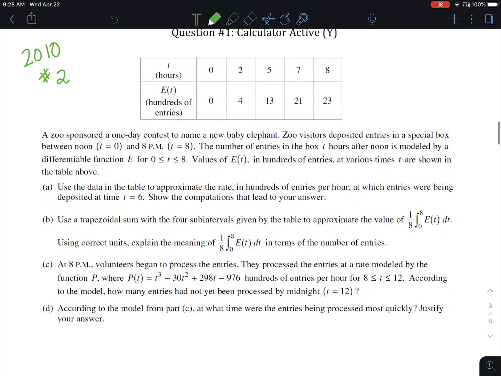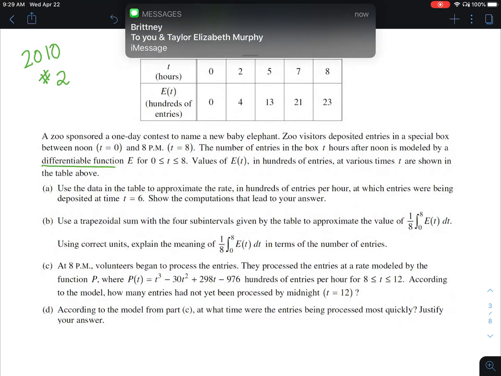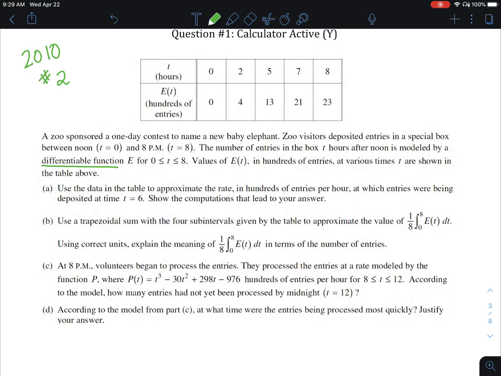Okay. So we talked about yesterday what could be on a question like this. We're certainly looking at some sort of Riemann sum, average rate of change, maybe some max or minimum values, but we'll go through that as we get through this problem. A zoo sponsored a one-day contest to name a baby elephant. Zoo visitors deposited entries in this special box between noon and 8 p.m. The number of entries in the box t hours after noon is modeled by the differentiable function E. Differentiable function implies continuity, by the way. Values of E(t) in hundreds of entries at various times t are shown in the table.